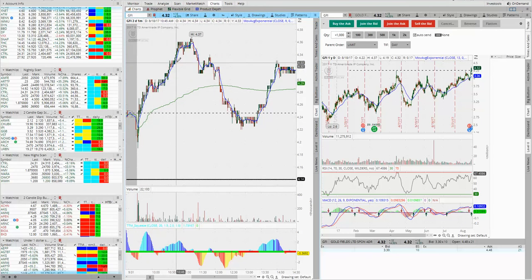I just rode it up all the way, and I think I got out right when I saw this flagging right here. I got out at 436. Very easy. So I got in at 425, I got out at 436. I made 11 cents.